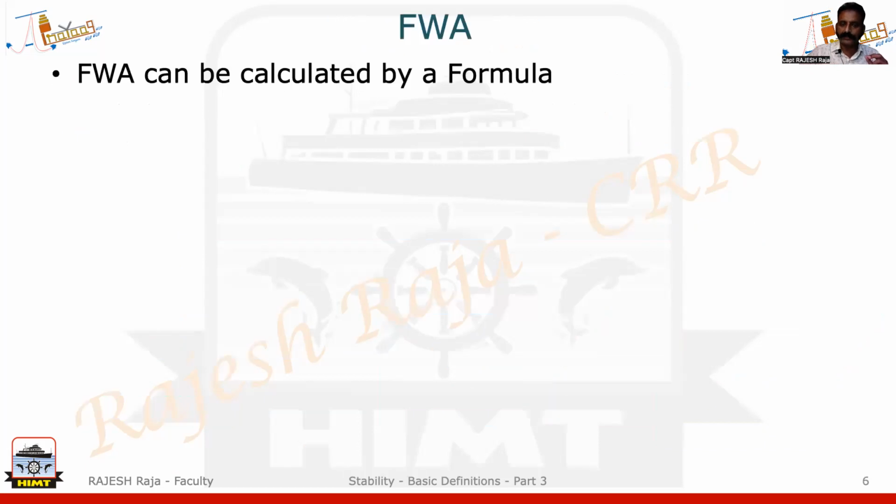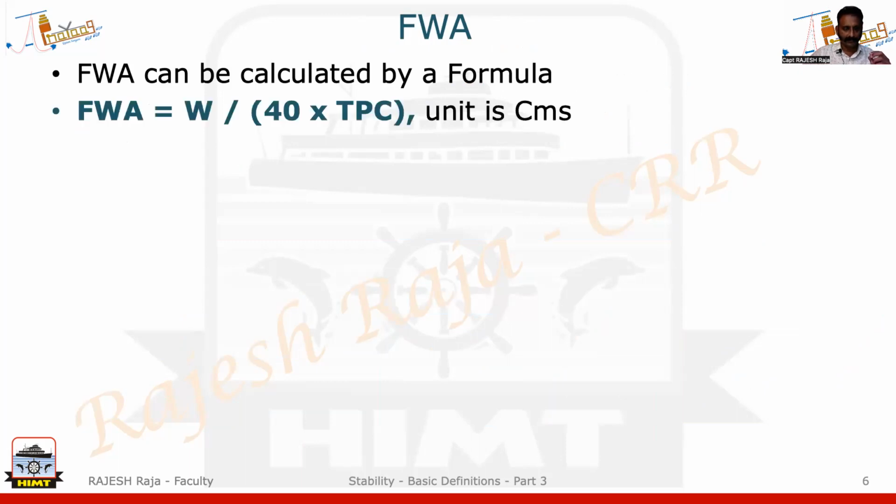Now, this freshwater allowance can be calculated by a simple formula. I'm not going to derive the formula. We'll just see the formula and see what features are there in the formula and how it affects the freshwater allowance. So the simple formula is displacement divided by 40 into TPC. The moment you involve TPC, you should realize I've written the units in centimeters. When you write it, you will come to know, because the numerator has displacement, which is tons, and the denominator has tons per centimeter. So both the tons get cancelled and the centimeter goes up. So the final answer is in centimeters. You should be careful about this.